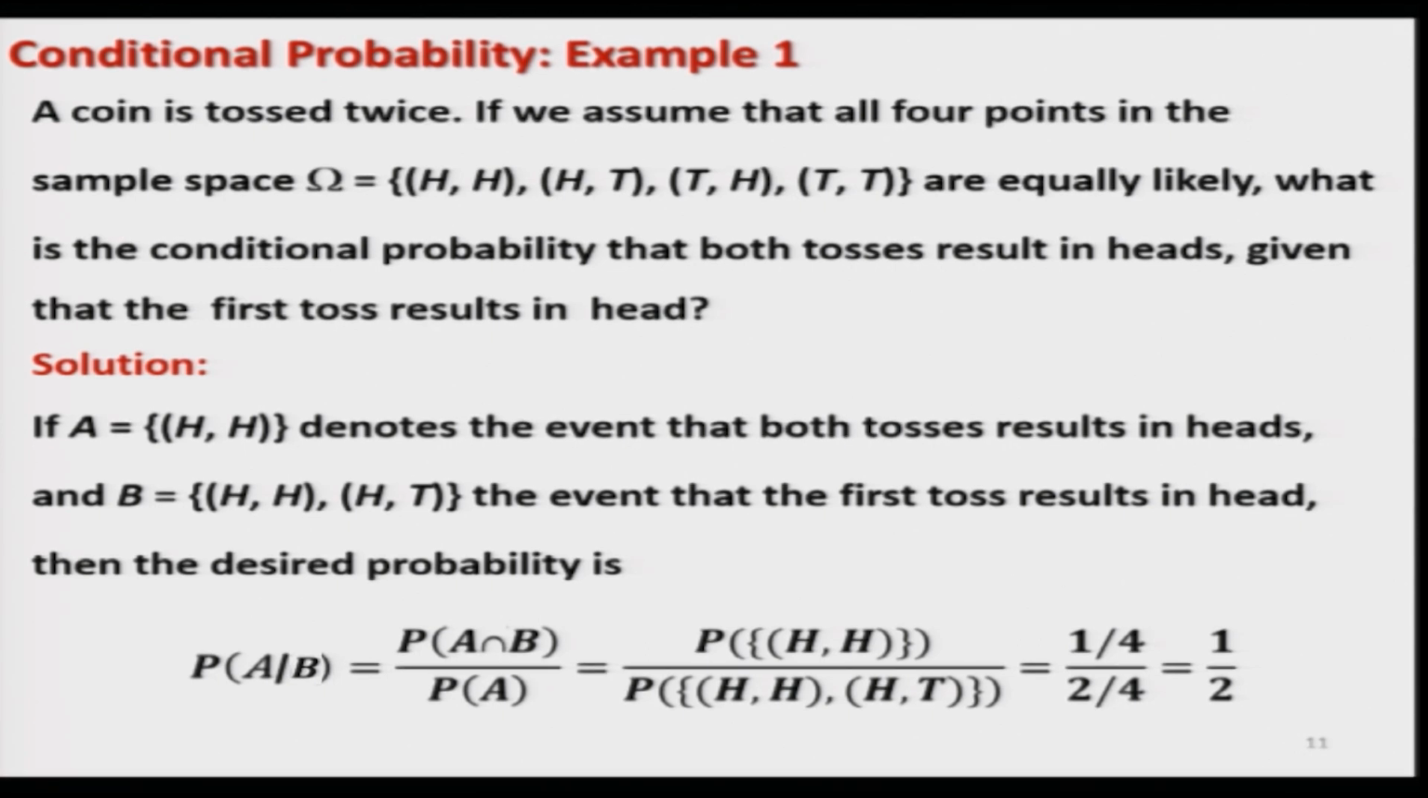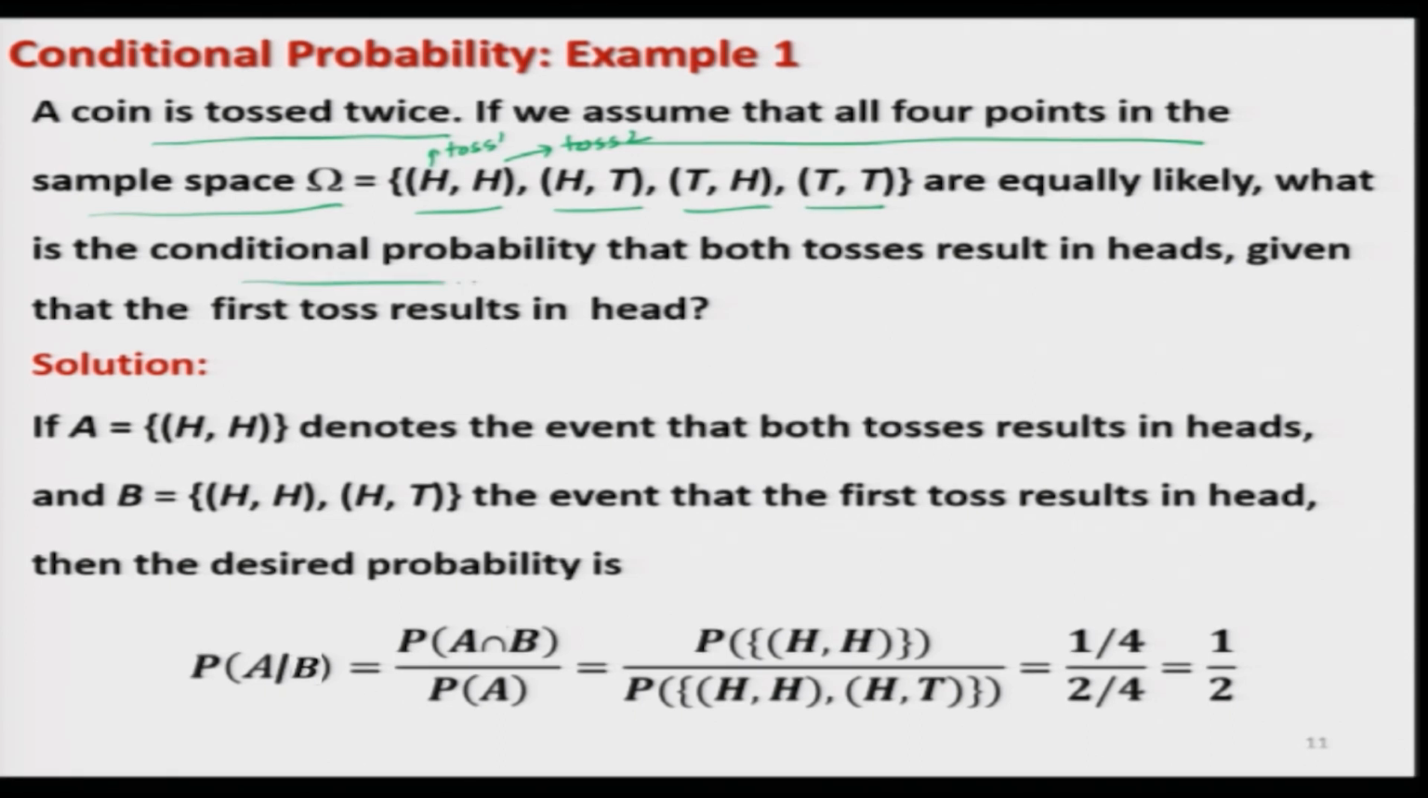But now let me consider a very simple example. Suppose a coin is tossed 2 times. And if we assume that all the 4 points in the sample space are equally likely, that means they are obtained as head head, head tail, tail head and tail tail. This is toss number 1, and this is toss number 2, and so on. So, we have 4 such equally likely events, and we want to find the conditional probability that both tosses result in heads, given that the first toss results in head.